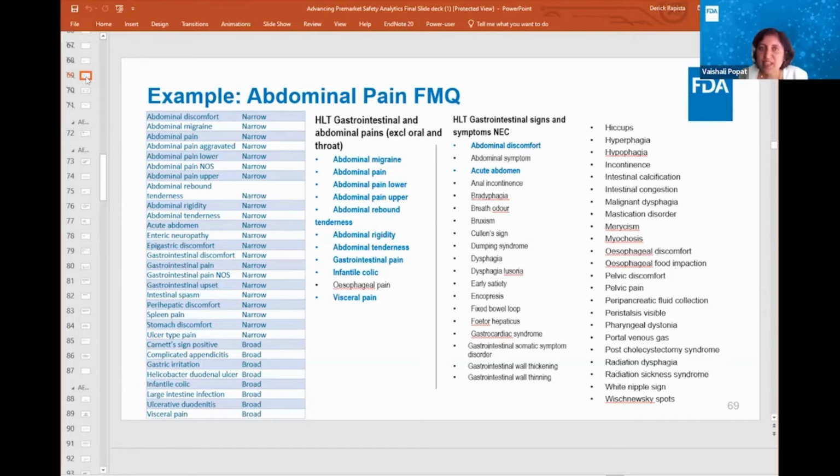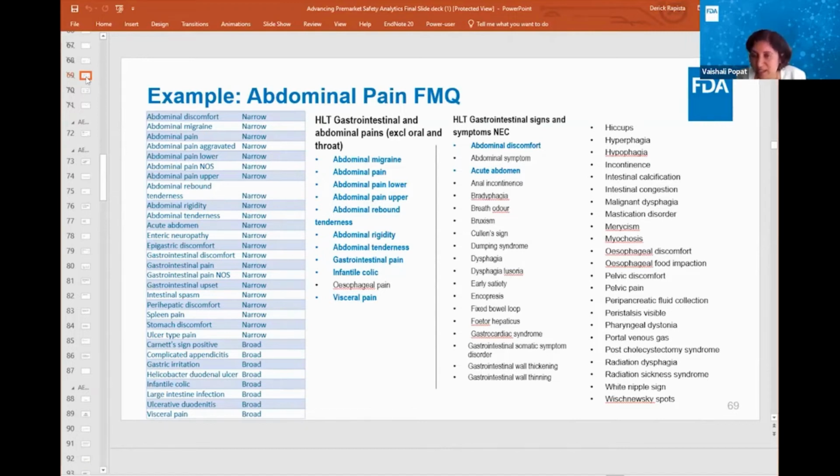And here you can see the HLT does contain a lot of the preferred terms. So they're not always helpful, meaning, many times they are helpful. For example, there's HLT of malignancy that can be very helpful. So we don't just limit to FMQs.